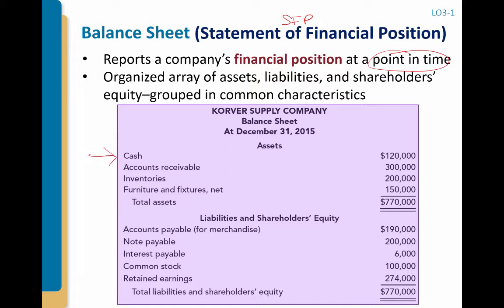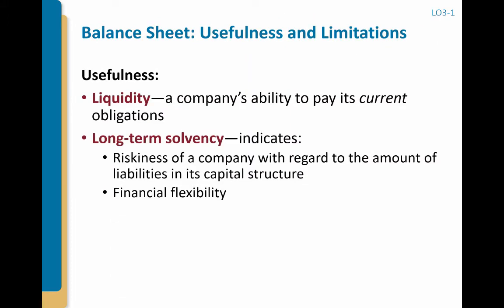You will note cash is usually listed first. Here we have the name of the company, the title, which is balance sheet, and then the particular date. Remember, this is just like the accounting equation: assets equal liabilities plus owner's equity. Also note, total assets equal total liabilities plus owner's equity. Always check that.